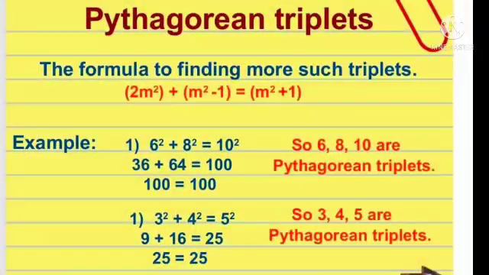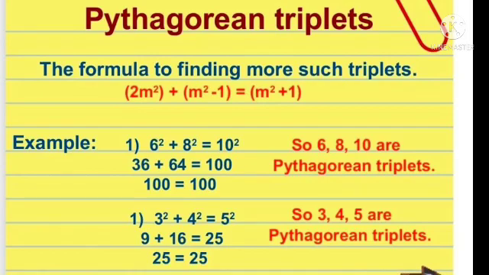Pythagorean triplets. The formula to find more such triplets is 2m, (m square minus 1), m square plus 1. Example 6 square plus 8 square is equal to 10 square. So 36 plus 64 is equal to 100. 100 is equal to 100. So 6, 8, 10 are Pythagorean triplets.